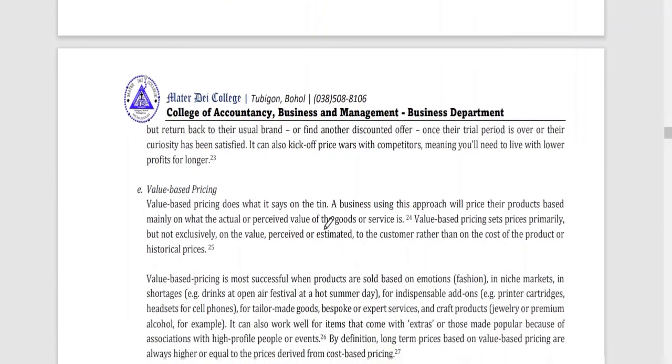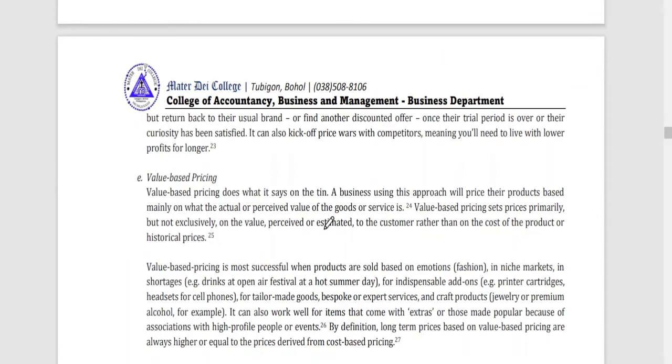Then we have value-based pricing. So value-based pricing does what it says on the tin. So a business using this approach will price your products based mainly on what the actual or perceived value of goods or services is. So dili lang siya nagpa-price kay para lang yun maka-catch og attention or para lang maka-grab og mga customers or mag-set og price kay gani ang gusto na ko nga target profit or mag-set ko og price kay gusto na akong bawion yun ang ako ang gasto. Dili nga na ang iyahang basis for pricing.